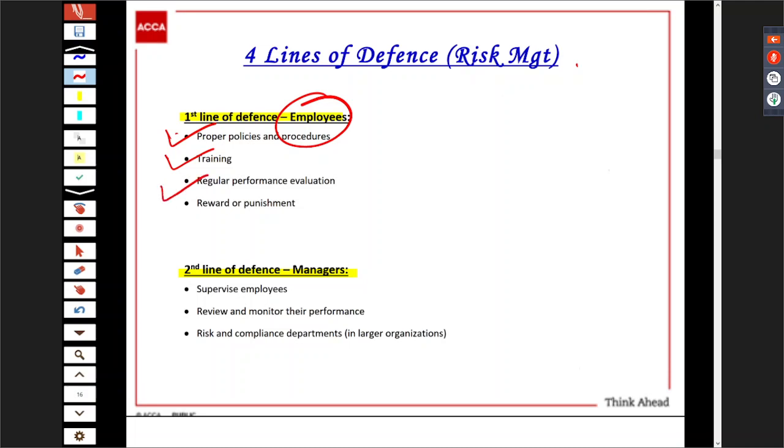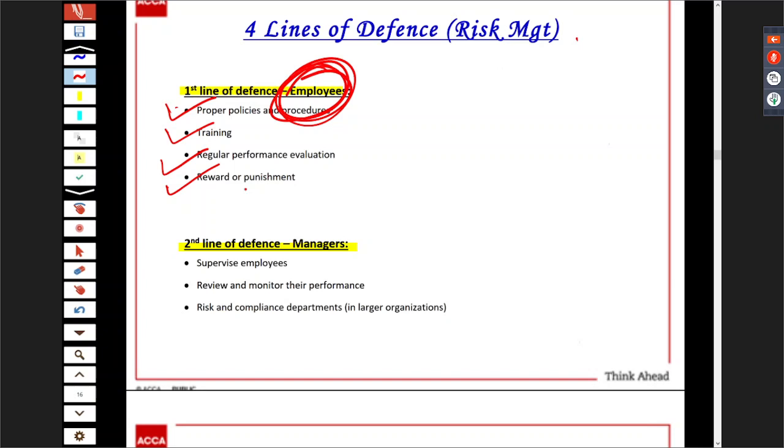Then their performance evaluation will be done, and there should be a proper reward or punishment process. For example, if somebody violates the internal control or the policies, somebody was negligent, somebody made an error, then some kind of punishment, maybe punishment is a harsh word, but something needs to be done so that it doesn't go unattended, right? So the first line of defense is that we make sure that all the employees comply in their day-to-day work, they are vigilant, and they are complying with all the policies, procedures, and controls.